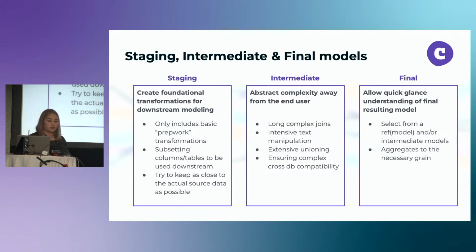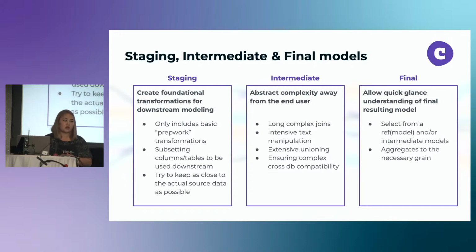So our models fall into one of three categories: staging, intermediate, or final. Our staging models we think of as creating foundational transformations for downstream modeling. Typically, these models only include basic prep work transformations. So for example, this is where we'll do all of our data type casting. This is where we'll rename columns. This is also where we decide on which columns to subset as a part of the source data, as well as which tables to include as a part of this package. The idea is to try to keep as close to the actual source data as possible.